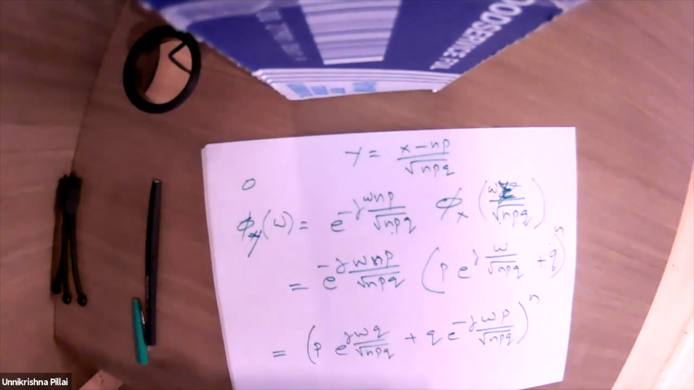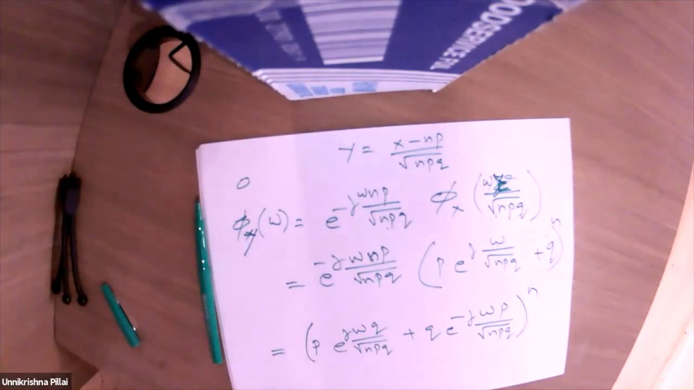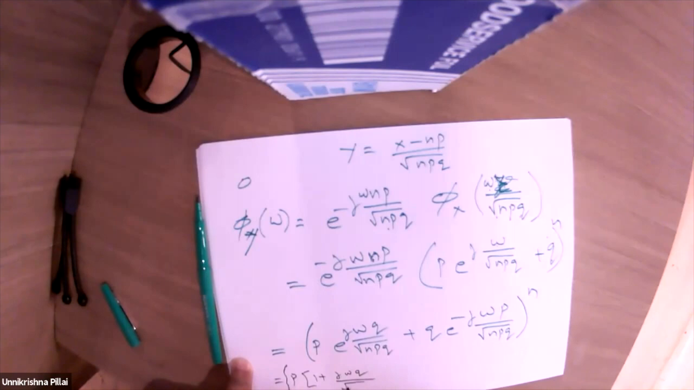Because the denominator is the same, the new n goes up, because it is raised to the power n. Omega is common, then you have 1 minus p with a plus sign, that's q. So now I am going to expand this using the expansion of e raised to x, which is 1 plus x plus x squared, etc. So this is going to be p multiplied by 1 plus j omega q over square root of npq plus j squared omega squared q squared over 2npq plus other terms. This term will have n to the power 3 by 2 plus etc.